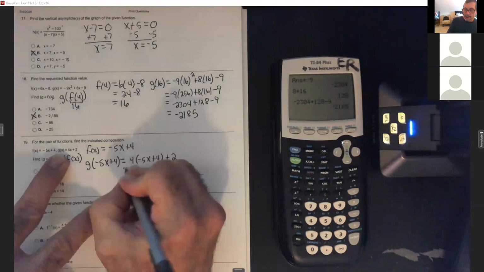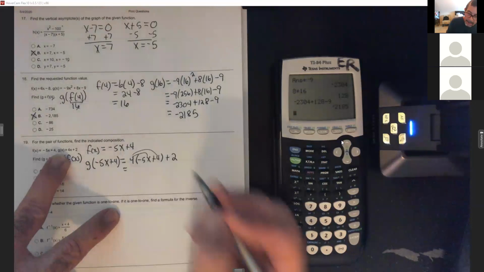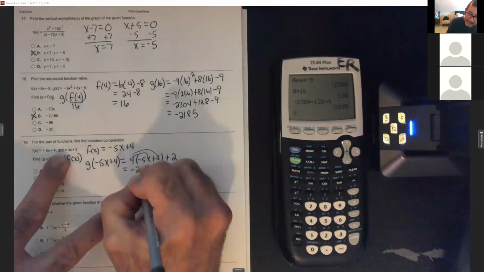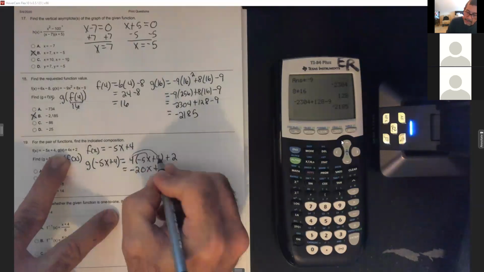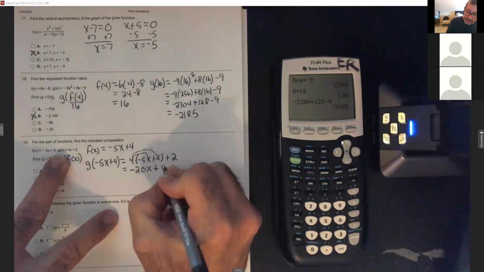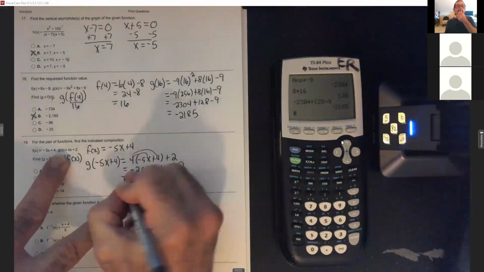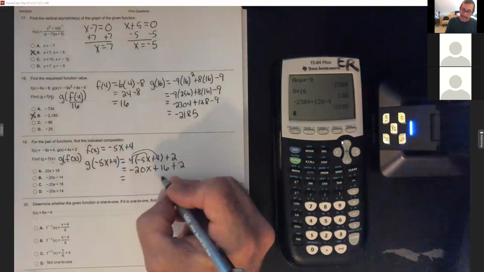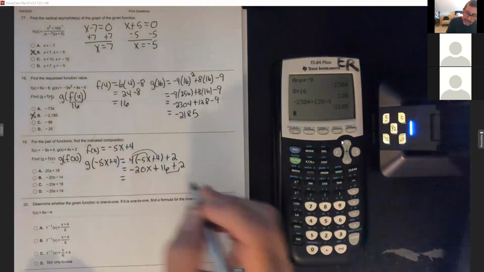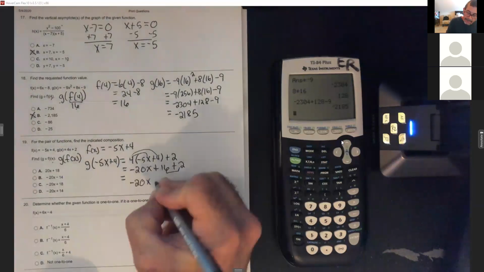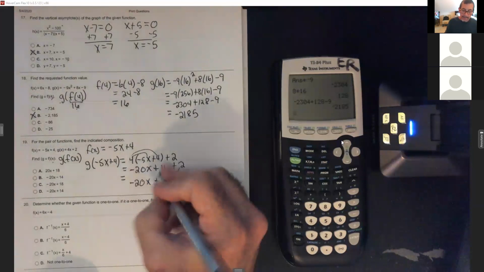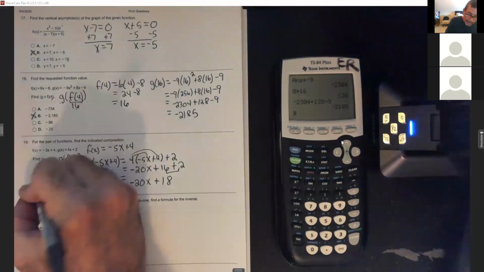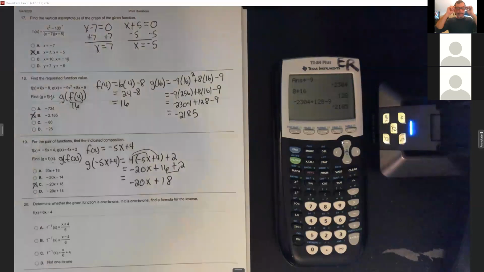So the first thing I would do is distribute. So I get negative 20x plus 4 times 4 is 16, plus 2. And then y'all add like terms. So we get negative 20x plus 18, which I see over here at my C. Where did you get that positive 4 from?